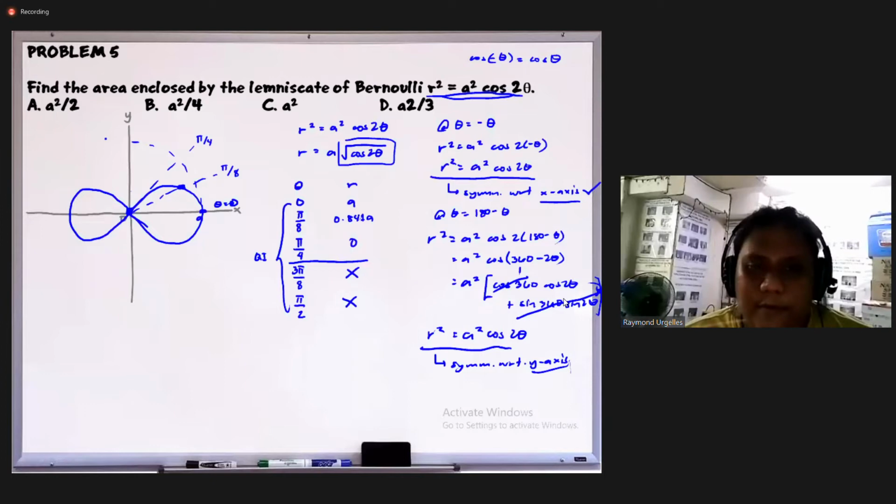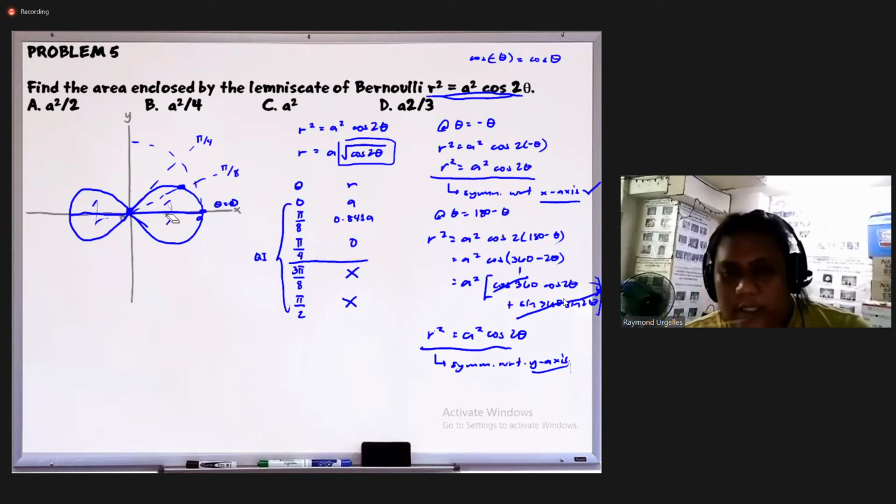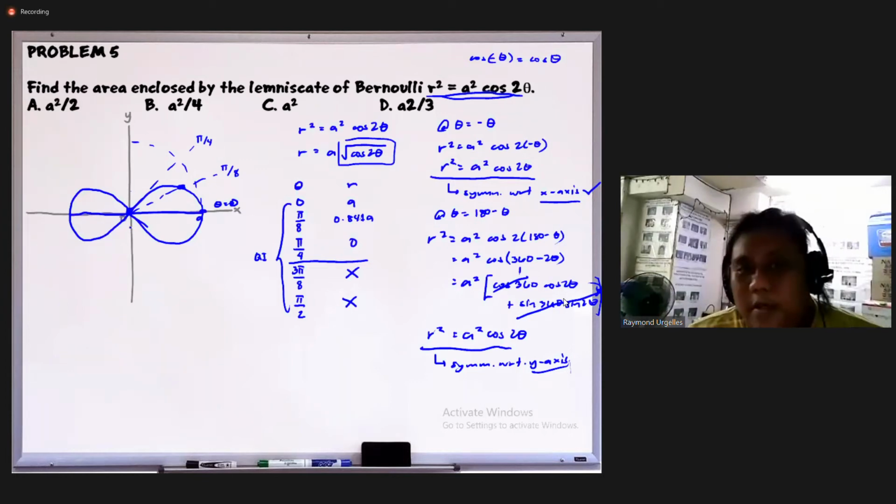As I said earlier, due to symmetry, when we divide this into four parts, all of these areas are just equal, because they are symmetric with respect to the x and y axes. So we can just consider this one. Let's consider this one. Then we will solve the area of this, then multiply it by 4.